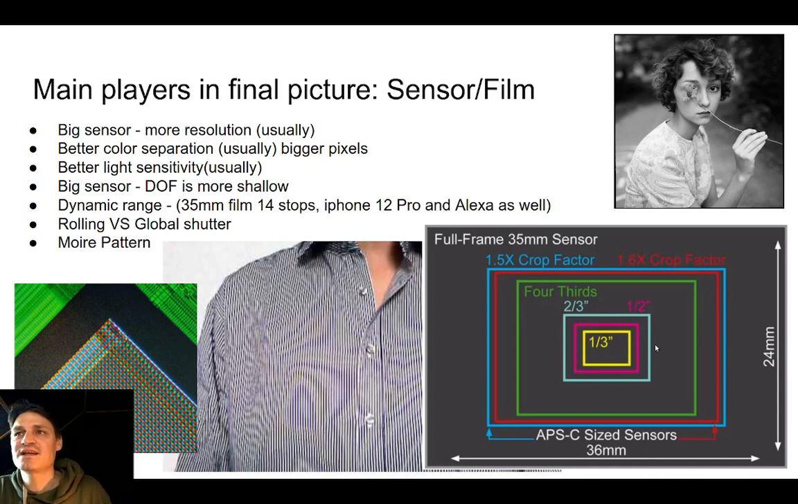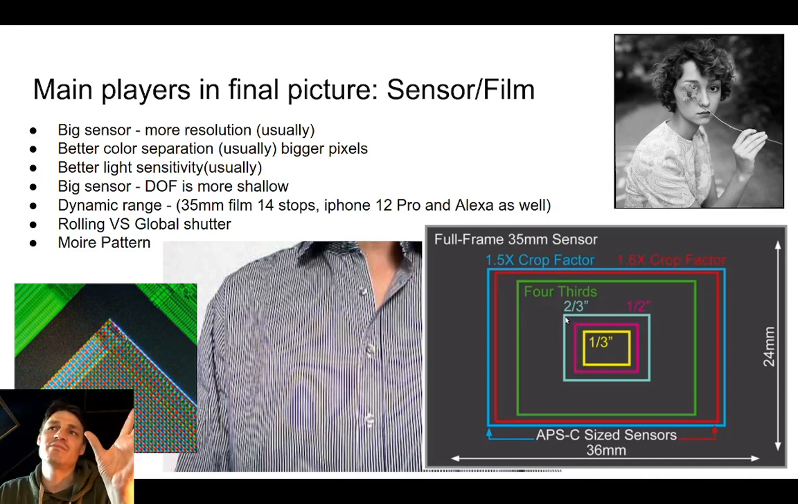That's pretty standard for non-professional cameras. 1.3 is an even more common thing. But now in the professional world, we're going to bigger and bigger sensor sizes. It's not always the best or better, but usually it is, and why is that? First of all, we will get more resolution on the big sensor.